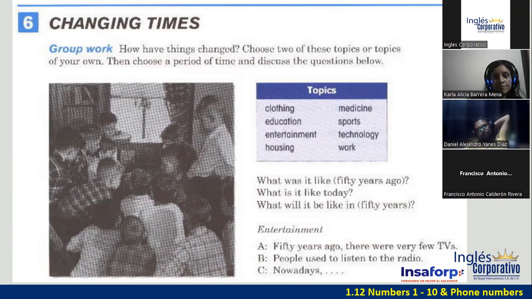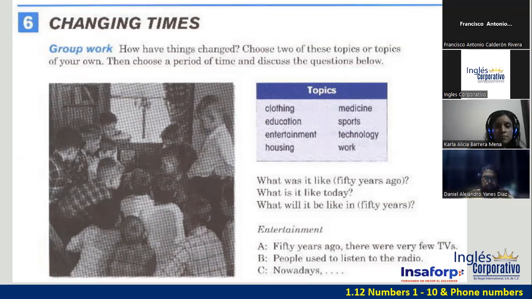For example, housing in El Salvador, right now it's very difficult because houses are very expensive and people cannot afford them. So people cannot afford to buy a house, right? So that is a problem because we have a lot of people that do not have access to a decent house. That is housing, el tema de la vivienda. Thank you, Carla. Francisco Antonio.